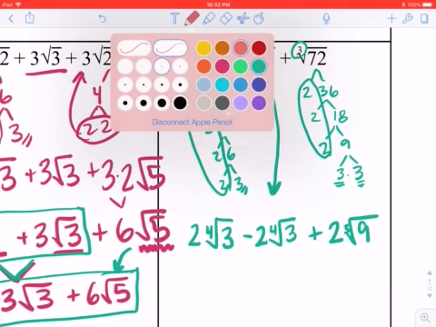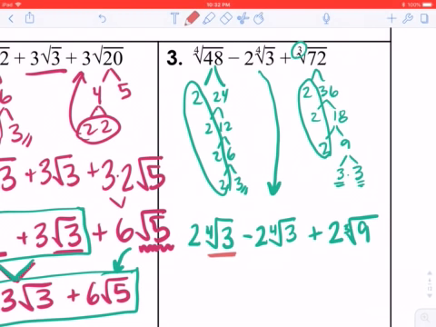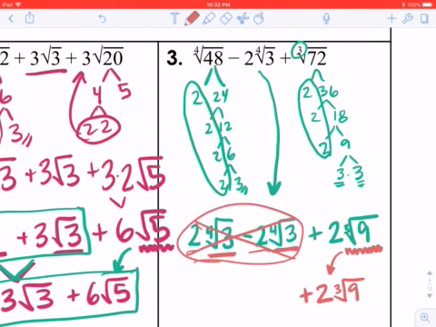I see that this 4th root of 3 and 4th root of 3 are similar, right? They are like terms. And then cube root of 9 is different. So I can't combine that, so I'm going to bring that straight down here. And then I can combine these. 2 and minus 2 would be 0. These are going to cancel out and create 0.